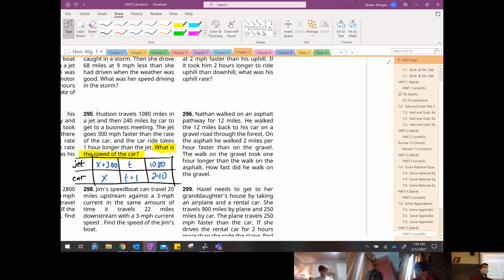Anywho, Stephen's right. We've got to come up with two equations. Well, we're staring right at them, boys. The first equation is (x + 300) times t equals 1080. And that's one equation in terms of two variables. The other equation is x times (t + 1) equals 240. So I said this the other day, I hope you guys were listening. This is a nonlinear system.